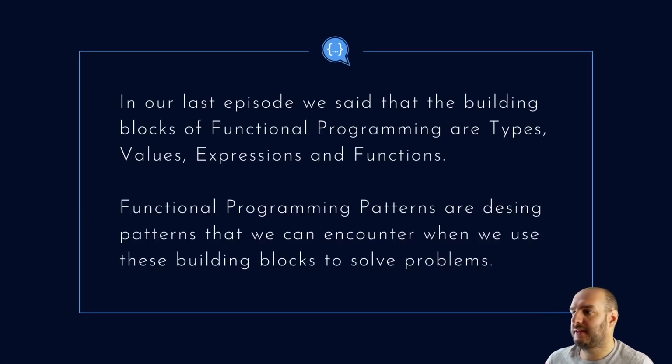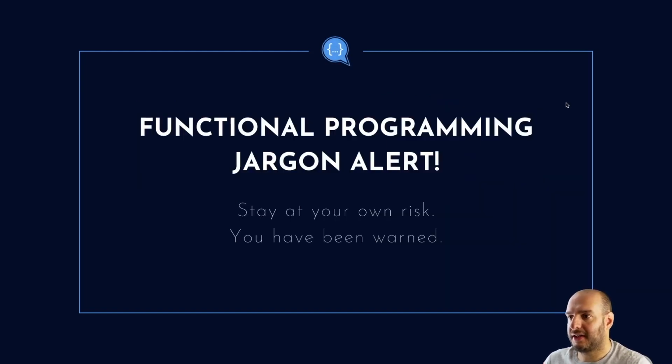In our last episode we said that the building blocks of functional programming are types, values, expressions, and functions. Just as we have design patterns for object-oriented programming, we also have design patterns for functional programming. I'm going to explain some of them, but before that, I want to give you a jargon alert because I'm going to use very weird terminology, so stay at your own risk.